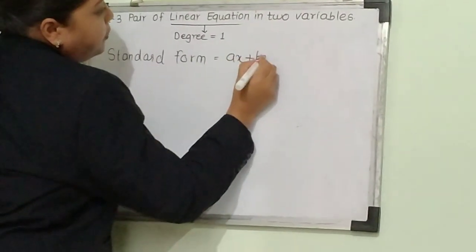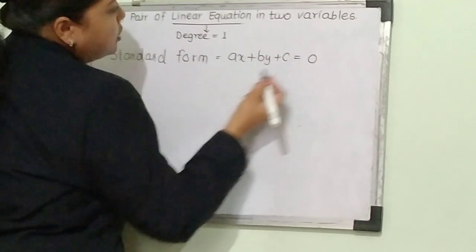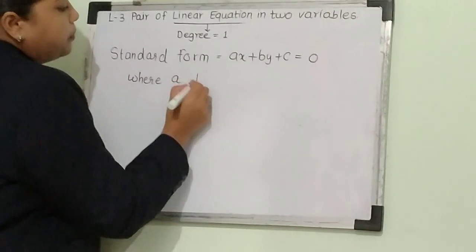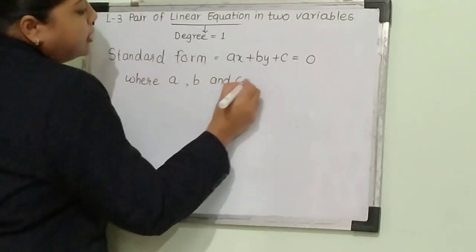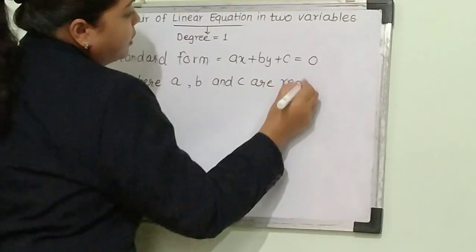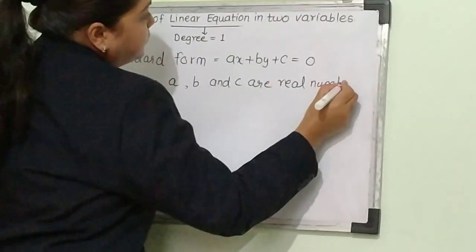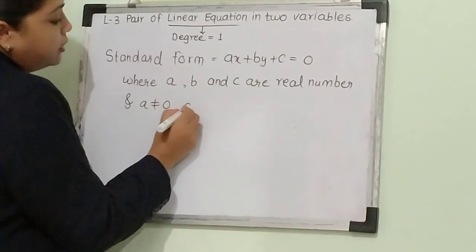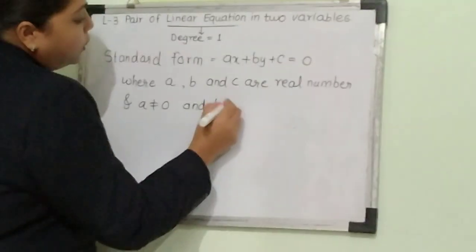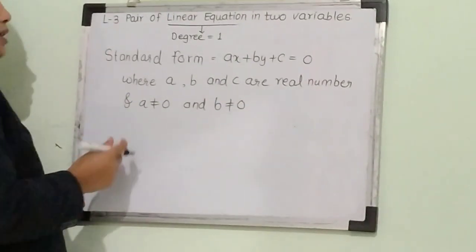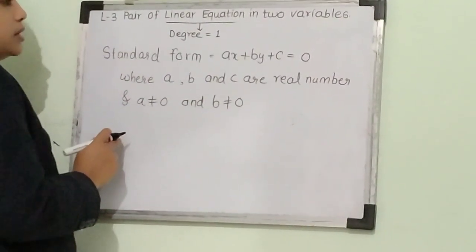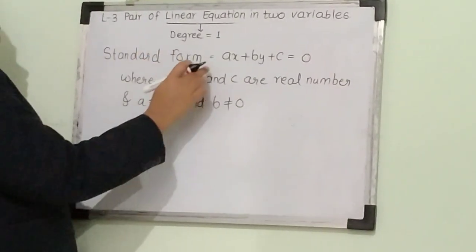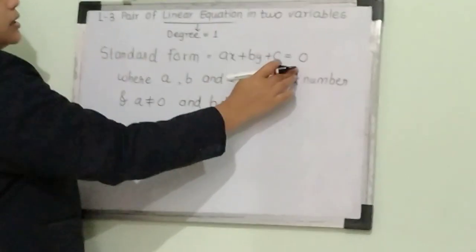ax plus by plus c equals 0, where a, b and c are real numbers, and a is not equal to 0 and b is not equal to 0. It means that a and b are non-zero real numbers. So the standard form of a linear equation is ax plus by plus c equals 0.